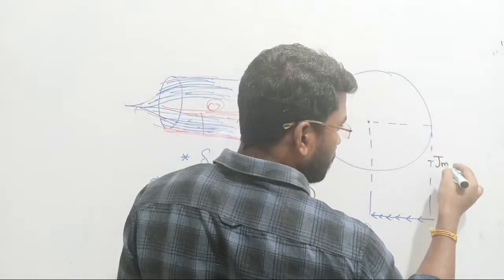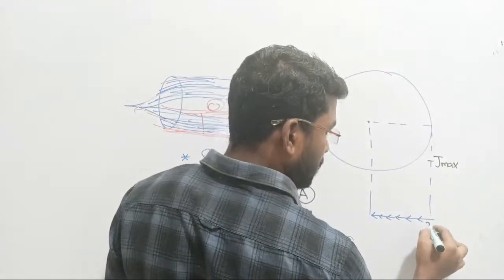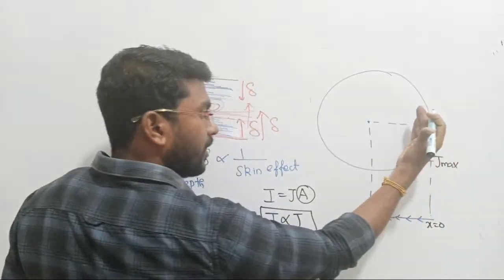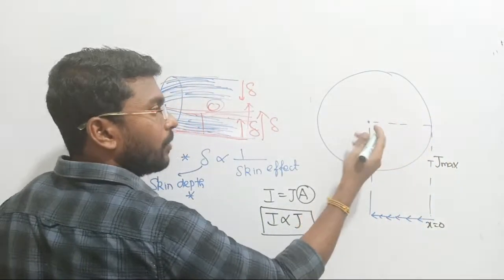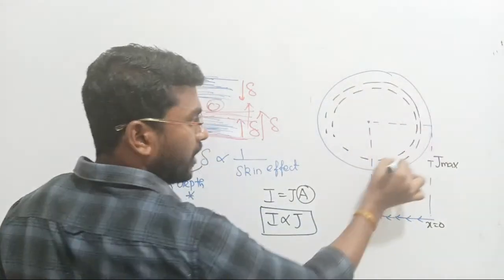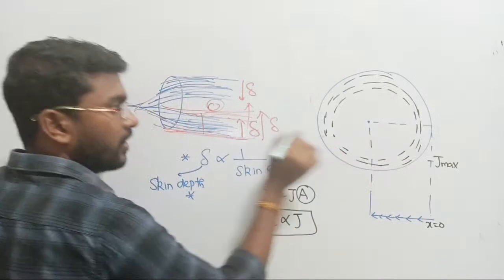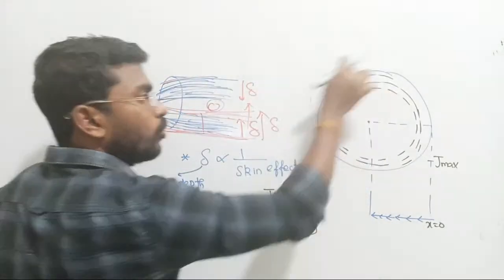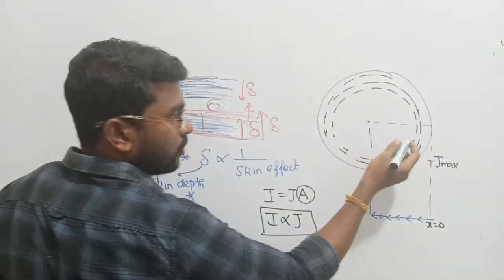You can keep the maximum current density with respect to x. X equal to zero, I am starting. Then the outer surface is starting slowly, we are entering and coming like this. Now what will happen in the outer surface? I can see more amount of current is carried here. In the outer surface we are carrying more amount of current.